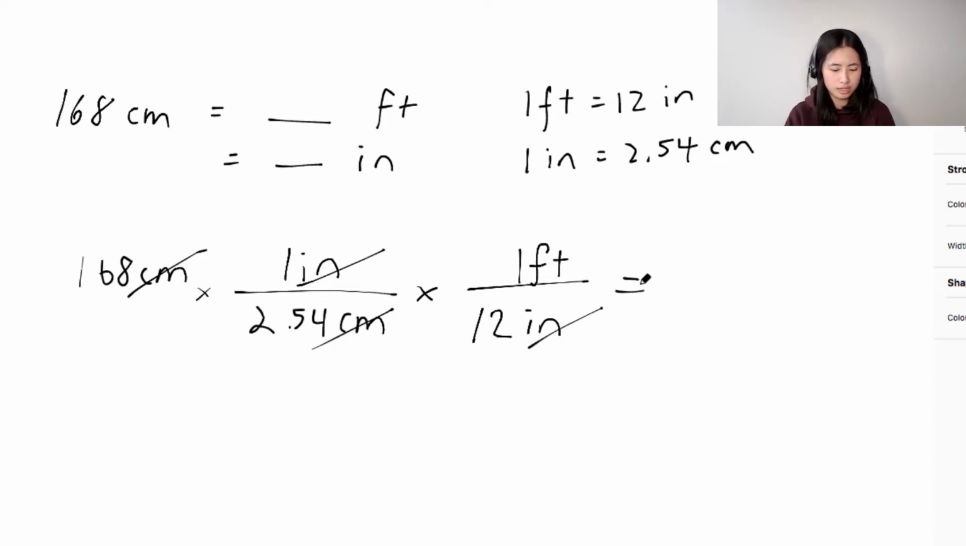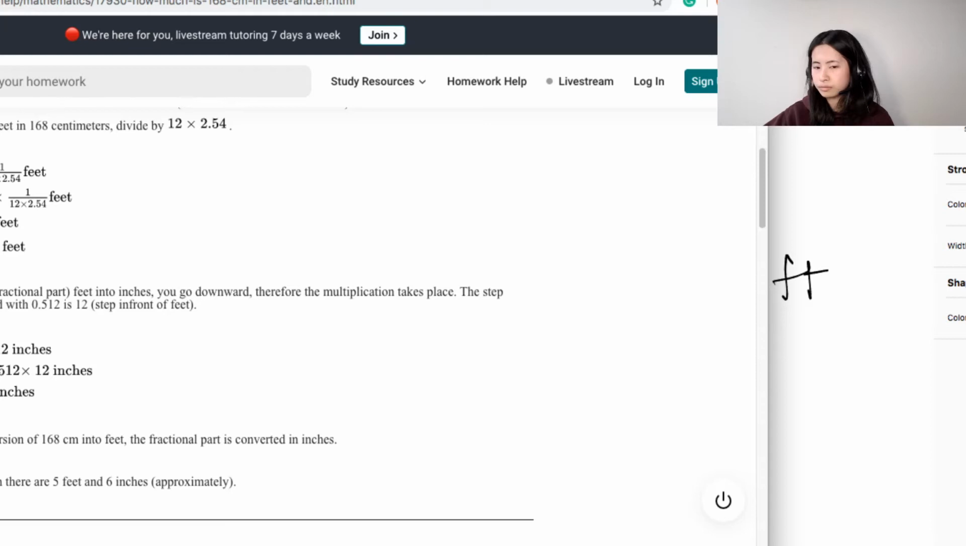Okay, so this is 168, times 1 over 2.54, and this is times 12. So as you can see, this is about 5.51, and this is in feet. Okay, let's see what they wrote. Yes, they're saying that this is 5.512. It's right. So this is actually correct.